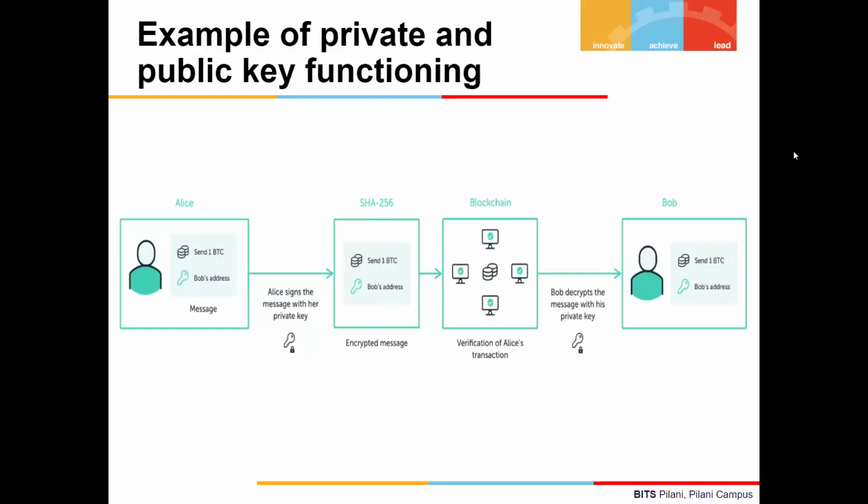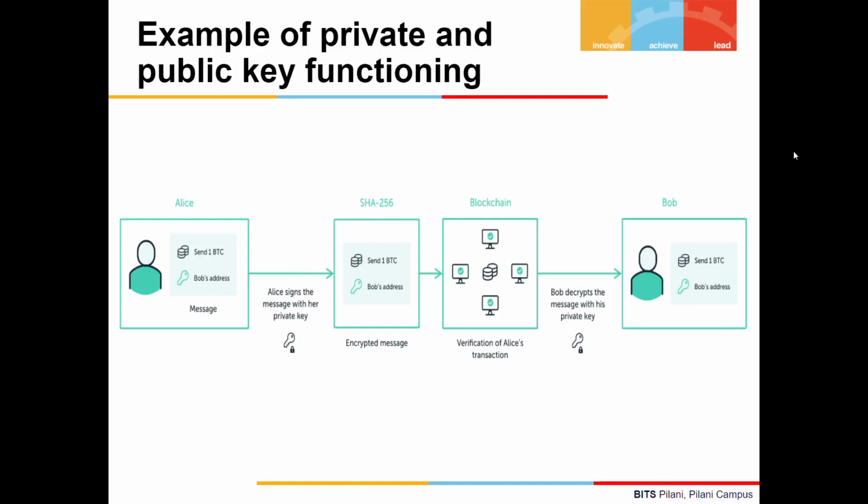Let's discuss the functioning of private and public keys. Let's say there are two people, Alice and Bob. Alice wants to send 1 Bitcoin to Bob, so a message gets created having 1 Bitcoin and Bob's public address. As she is sending the money, she has to sign the message with her private key. The message gets encrypted, which can only be decrypted by Bob's private key.